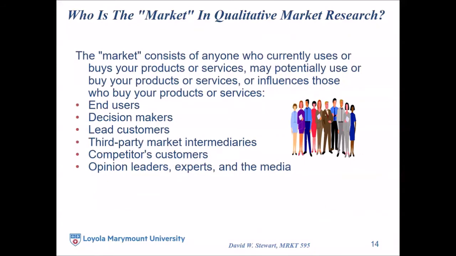And when you think about the market in the context of qualitative research, there are lots of people in the market. There are certainly end users. By the way, end users are not always the decision makers. Children are end users of lots of products. Sometimes they're the decision maker, but sometimes they're not. In business-to-business marketing, there are a lot of employees who may be using products and services, but they weren't the ones involved in buying.